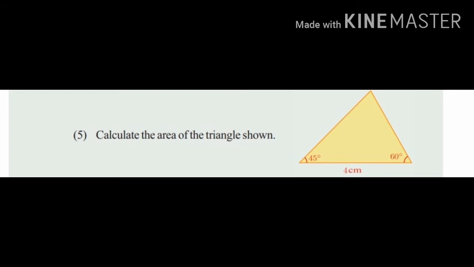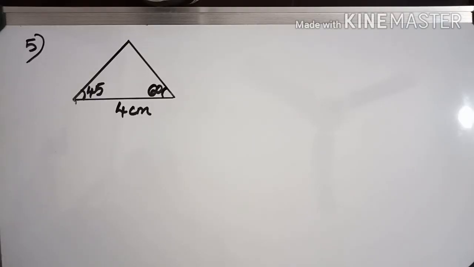Calculate the area of the triangle shown. One triangle is given with a base of 4 cm and two angles of 45 degrees and 60 degrees. You have to find the area of this triangle. This is a rough figure. Here we have to find the area of this triangle.